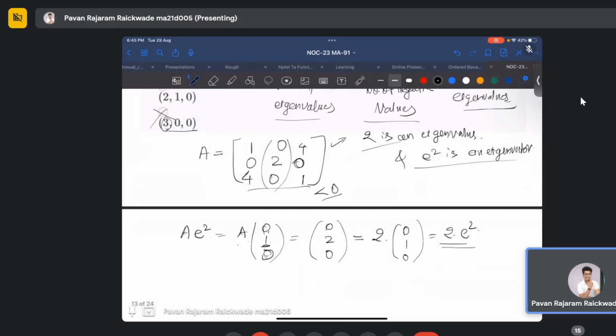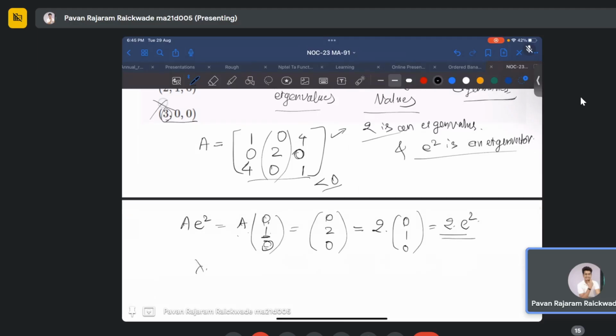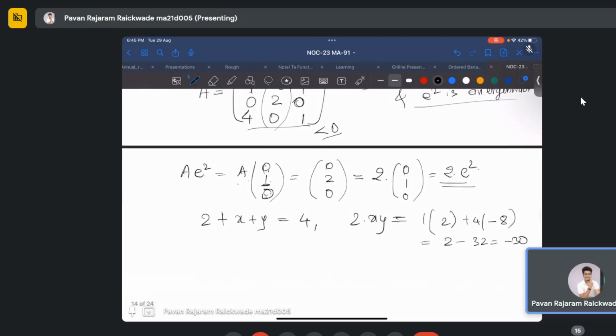If you get one eigenvalue, you can use the trace, and then it will be a quadratic equation. One eigenvalue is 2. Let's say the other eigenvalues are x and y. The trace, the sum of diagonal entries, is 4. And then there is the determinant: 1 times 2, plus 4 times minus 8, so 2 minus 32, which is minus 30. So you get the product as minus 15 and the sum as 4 minus 2, which is 2.